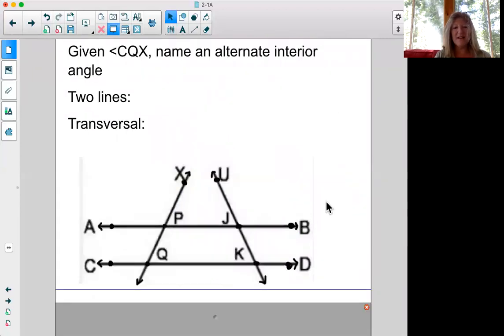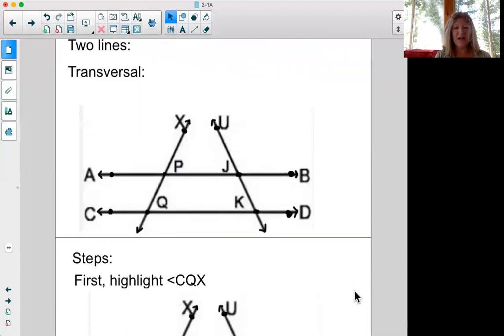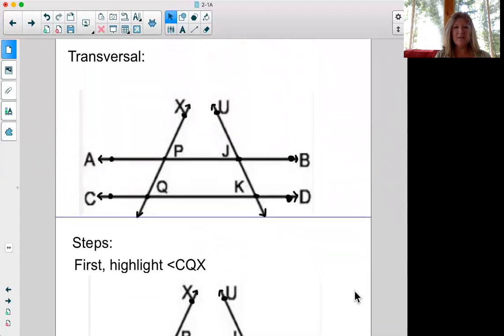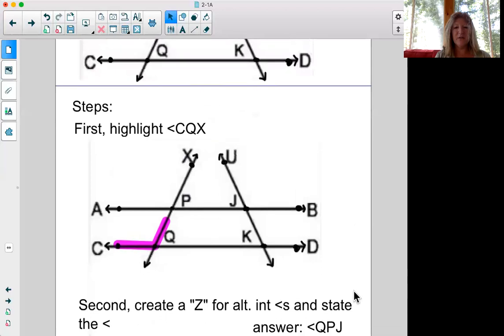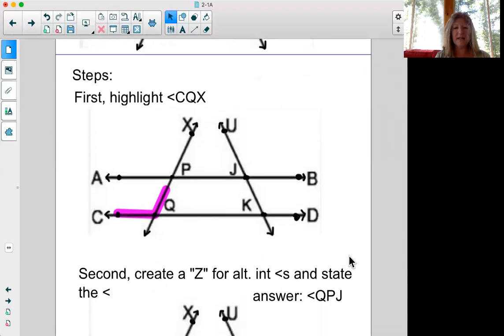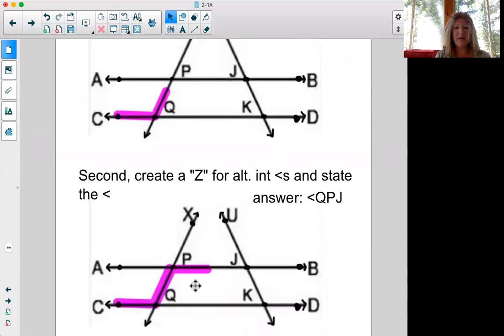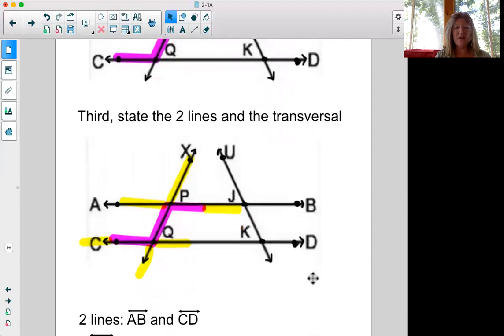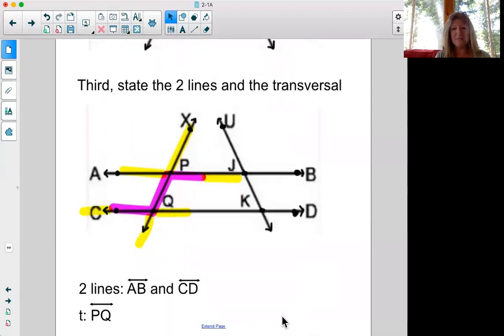Pause, and then press play for the answer. First, we highlight the angle we're given, and then since we're being asked for alternate interior, we're going to make a Z, and the correct answer will be in the nook, QPJ. And then we highlight the lines to know what the two lines and transversal are.